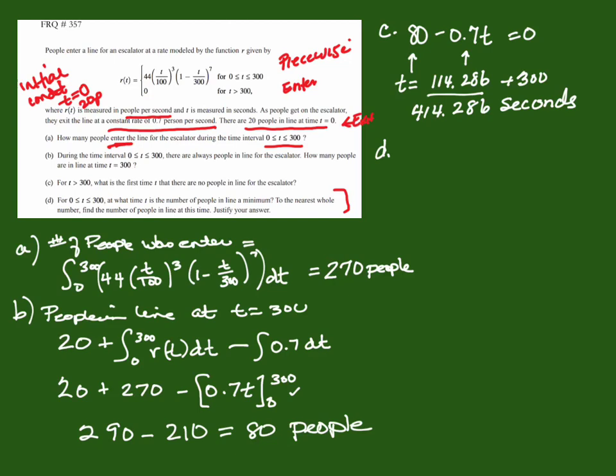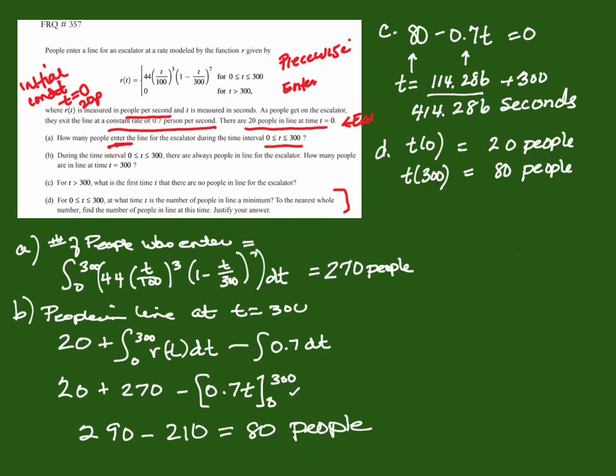So this is a way to find the absolute minimum. We have to look at our endpoints and then the critical points in between. The critical points are not clear cut because we have two functions. At t equals 0, we have 20 people, and at t equals 300, we know we have 80 people. So we know the endpoints, 0 and 300.